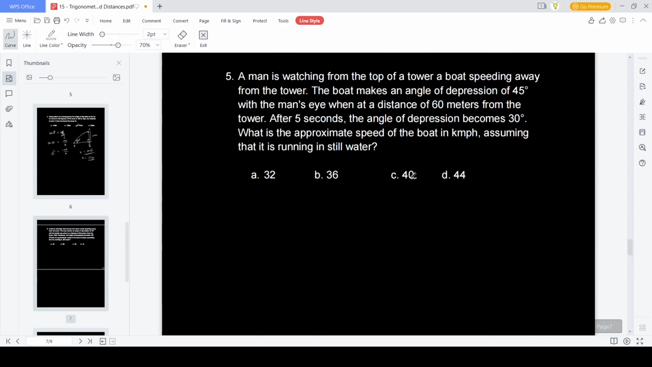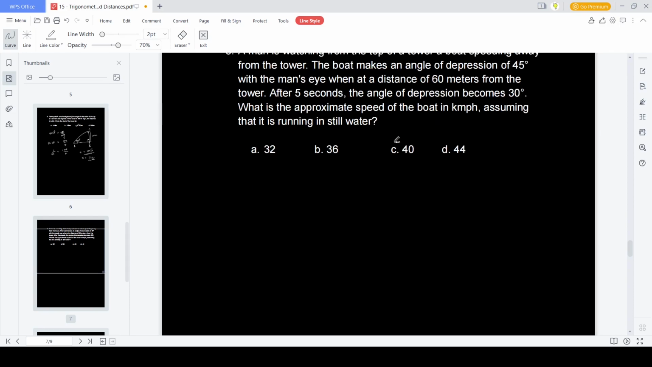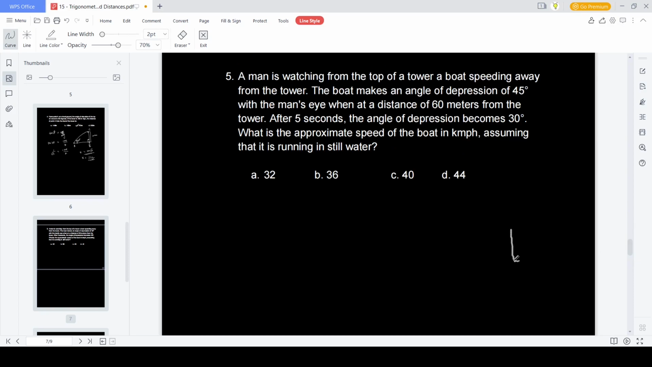Next question. A man is watching from the top of a tower a boat speeding away from the tower. The boat makes an angle of depression. Angle of depression is always calculated from the eyesight. So if a man is standing here, his eyesight is like this. Now the angle of depression is 45 degrees, when the distance is 60 meters from the tower.